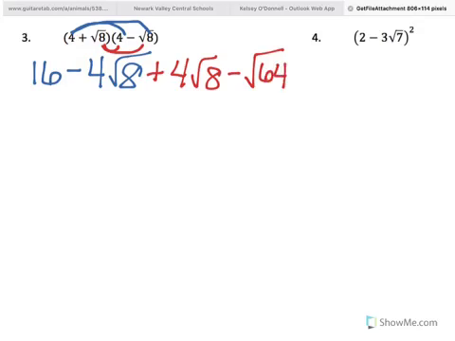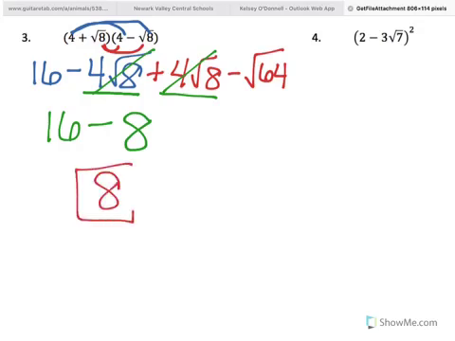So now we have 16, and the negative 4 radical 8 and the positive 4 radical 8 will just cancel, minus the square root of 64. Since 64 is a perfect square, we are just left with 8. The radical disappears, and 16 minus 8 is just 8.